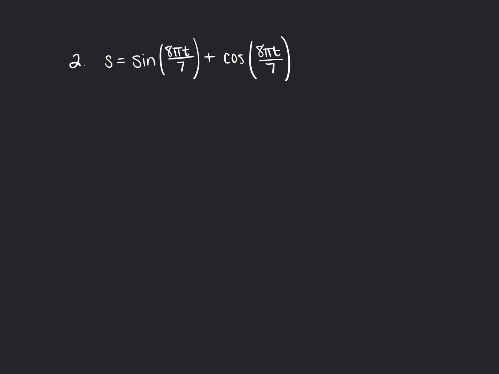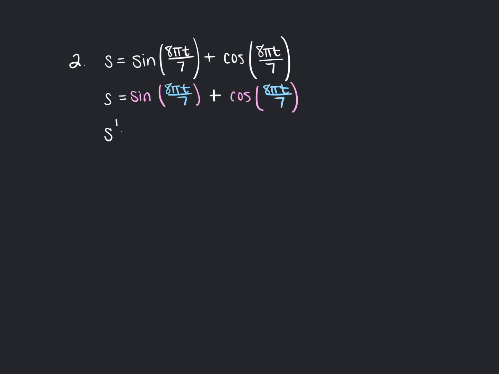Number 2, I have sine of 8 pi t over 7 plus cosine 8 pi t over 7. So I technically have two chain rules here, okay? On both of these, my trig function is that outside function, okay? And that 8 pi t over 7 is my inside function, okay? So we're going to implode. We're going to take the derivative of the outside and then the derivative of the inside. We're just kind of working our way in.